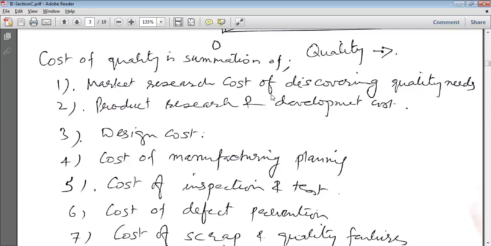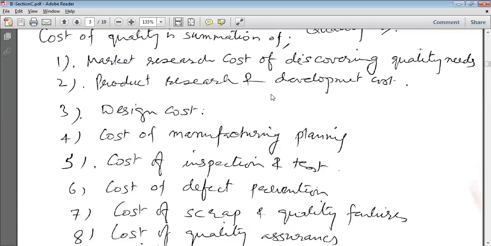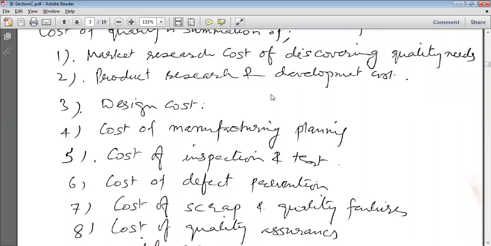Then cost of manufacturing planning, how PPC, that is production planning and control, how the product is manufactured, that is also a cost. Then cost of inspection and testing. Inspection is done, testing is done, so results are there. Cost of defect prevention, then cost of scrap and quality failures. Many times the product fails because of non-conformance to the specifications, that makes the product scrap, and it is thrown away because it does not perform. So this is the cost of scrap and quality failures.